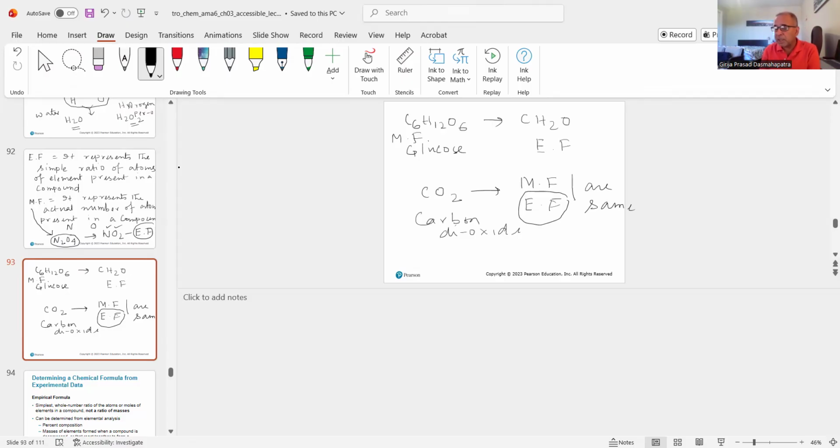So it is not necessary that the formula of every compound has a separate empirical and molecular formula. Sometimes they are the same because there is no common factor. So now we will practice some things to define which is the empirical and molecular formula. And also there is one question: how do you find out the empirical formula and molecular formula? We will solve some problems that will help you.